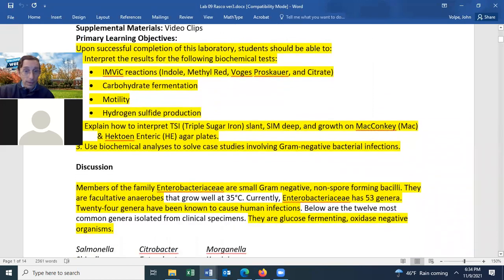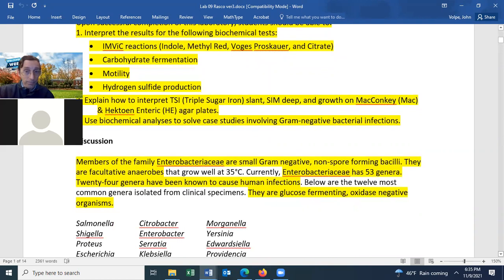Be able to explain how to interpret the TSI test, that's triple sugar iron. We grow it on a slant. Be able to explain the SIM deep test. It's in a tube that's flat across, so we call it a deep. SIM: sulfur, indole, motility test. And growth on MacConkey's media and Hektoen enteric agar plates, or HE plates. You grow on MacConkey's and HE plates to get gram negatives to grow, and it selects against gram positives, so only the gram negatives are supposed to grow. There are some exceptions though. And then you can use these 2 plates to look at lactose fermentation. And then lastly, be able to use the biochemical analysis to solve case studies involving gram-negative bacterial infections.